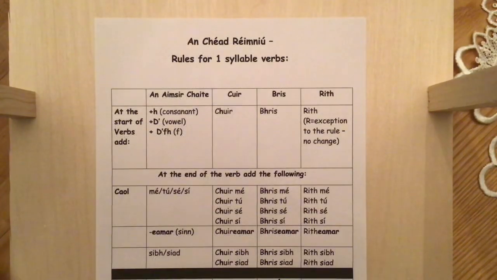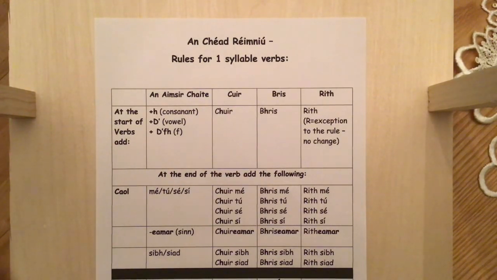Today I wish to concentrate on the Aimsir Chaite for an Chéad Réimniú verbs. Those are rules for one syllable. So at the start of the Aimsir Chaite, of course, we must first of all look at our verb, at the root of the verb, be it cuir, bris or rith, for example, and we must ask ourselves whether that verb begins with a consonant, which is every letter of the alphabet that is not a vowel, or does it begin with an F?